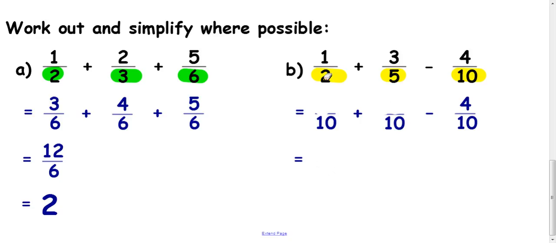Times by 5. So do the same to the top, that's going to become 5 tenths. How do you get from fifths to tenths? You double it, or times by 2, do the same to the top. And all I need to do now is add and subtract the top. So 5 tenths adds 6 tenths, that's 11 tenths. And I want to take away 4, that leaves me with 7 tenths.